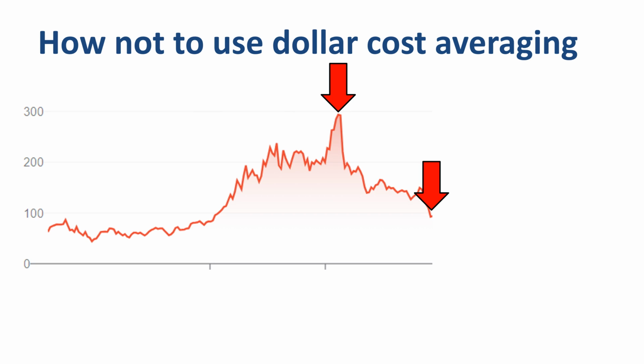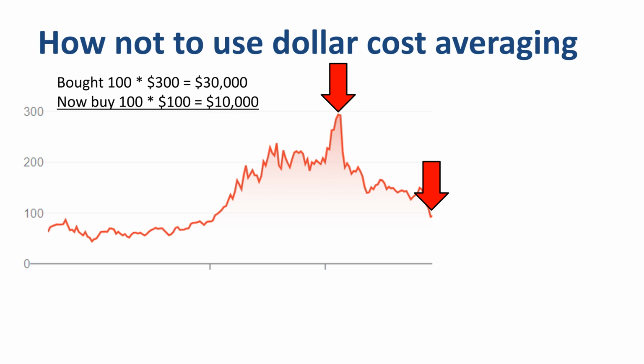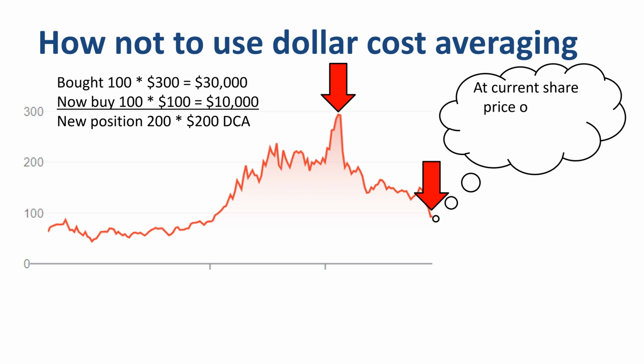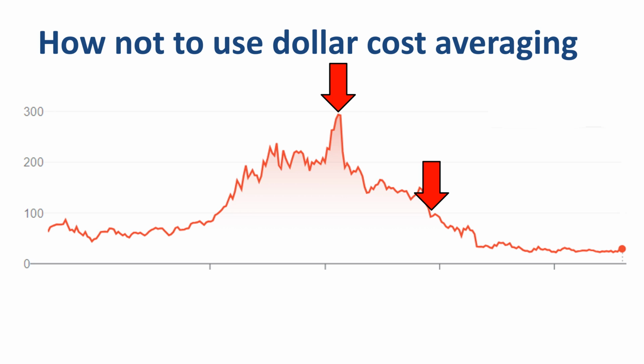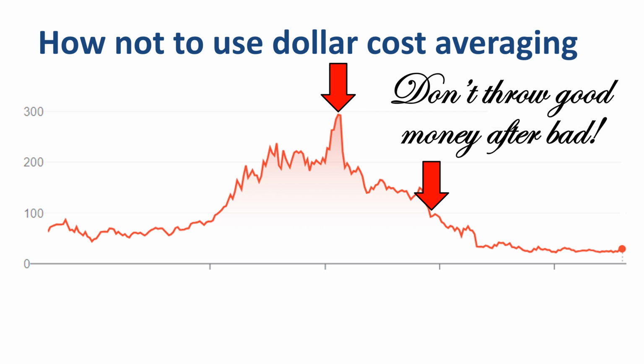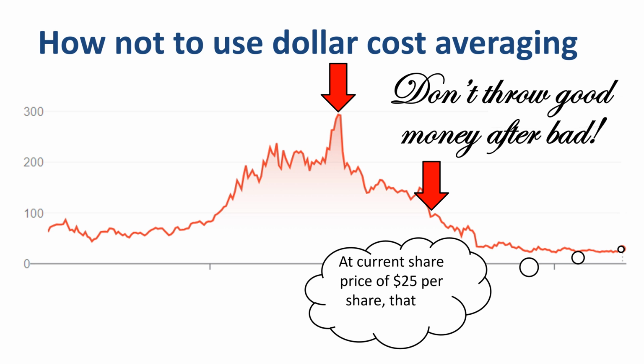You bought 100 shares at $300 per share initially. Now you buy 100 shares at $100 per share, which makes your total position 200 shares at $200 DCA for $40,000 in total. If you compare the DCA of $200 per share to the current share price of $100, your loss is just 50%. That still sounds bad, but not as bad as being down 67%. Well, guess what? This might not be the end of the trouble for the company. If the share price continues to drop all the way down to $25 per share, you misused dollar cost averaging by throwing good money after bad. If you compare the DCA of $200 per share to the current share price of $25, your loss is 88%.